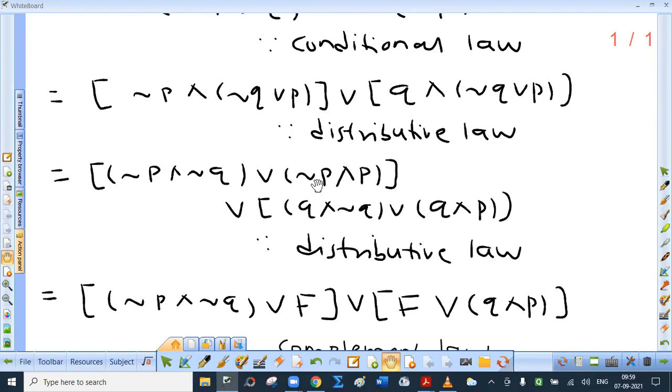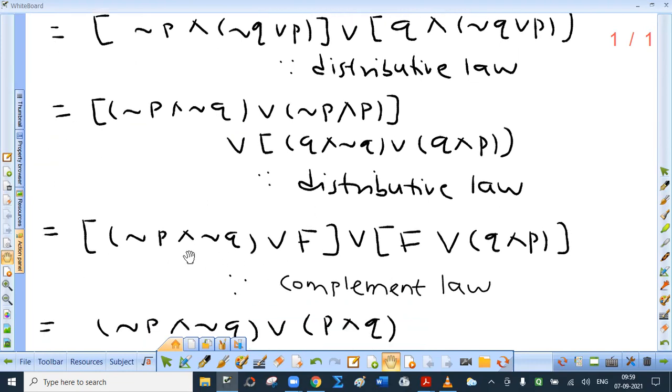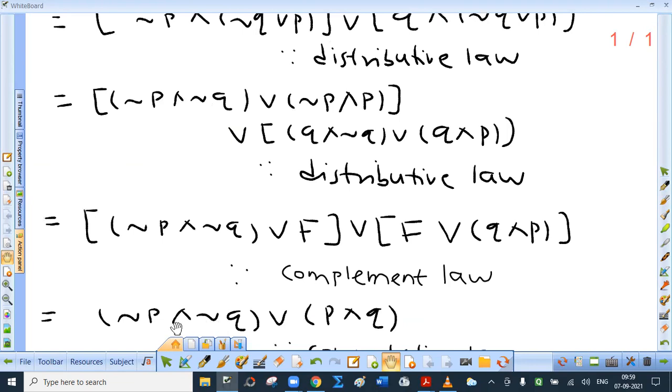Now, can you tell me what is not P and P? False. Similarly, Q and not Q, false. You have to mention the reason. This is called as complement law. Now, this or F is simply this. So, not P and not Q. Okay. Can we write the reason for this? I think we have mentioned it as identity law. Just verify. This is an identity law.